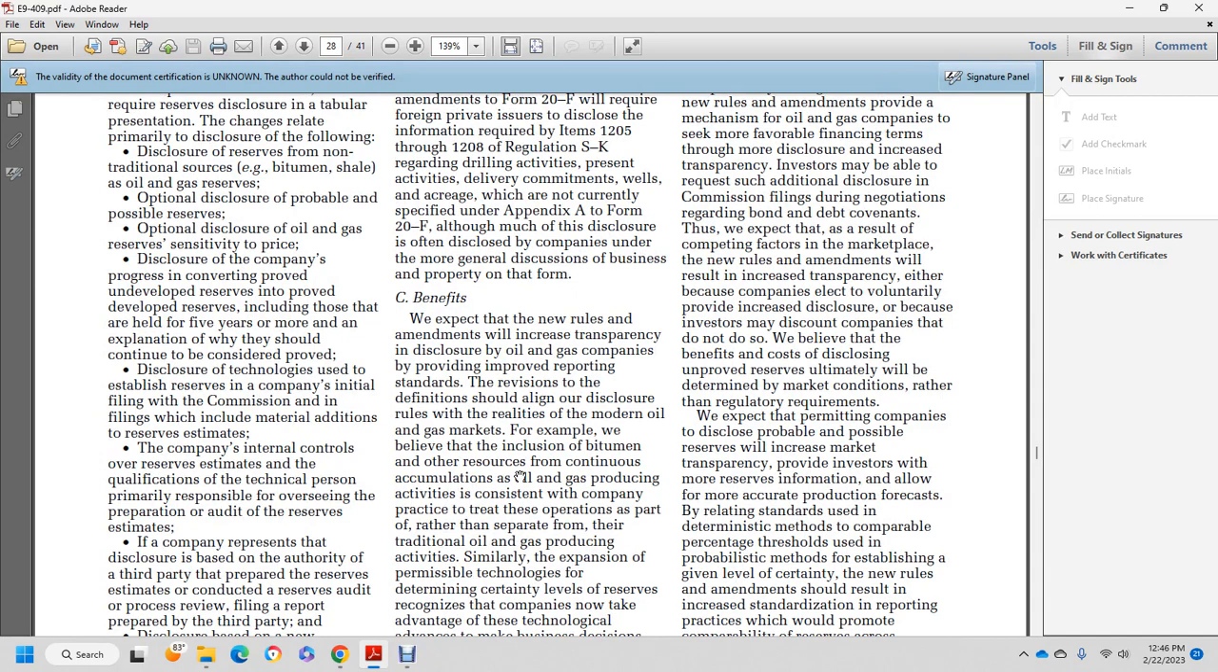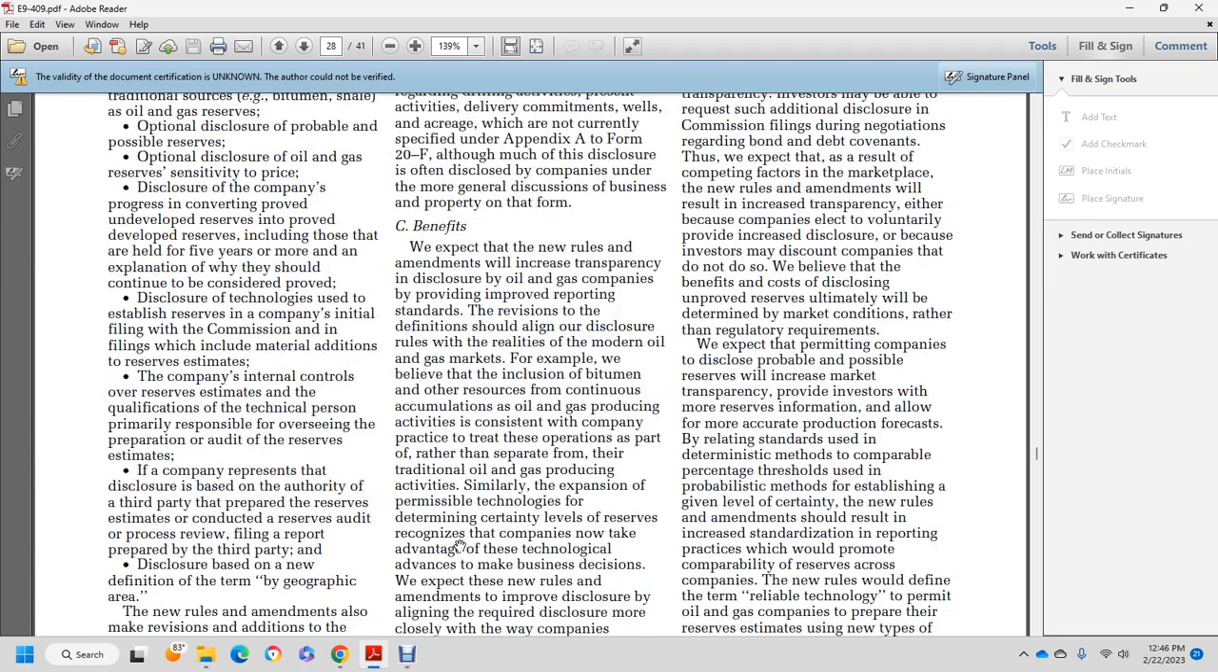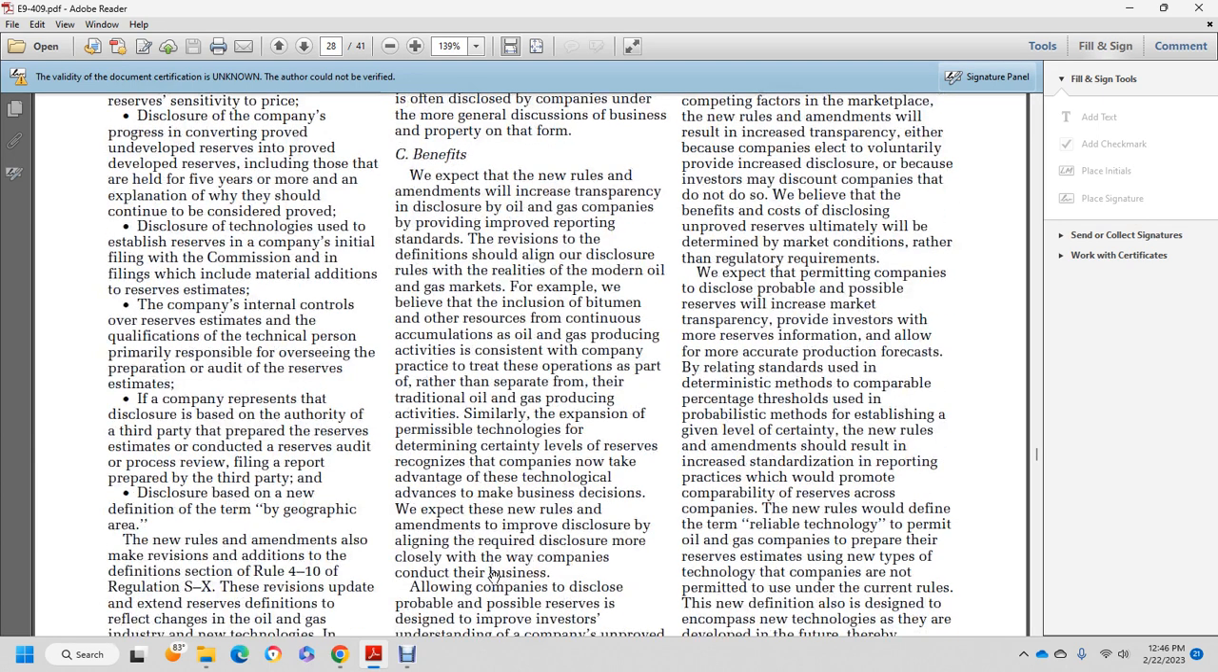Now, the benefits. We expect the new rules and amendments to increase transparency in the disclosure of oil and gas companies and improve reporting, with the revised definitions aligning the disclosure rules with modern oil and gas markets. For example, we believe the inclusion of mining and other resources reflects the continued accumulation of oil and gas producing activity, consistent with company practice with these operations, rather than separately within their traditional oil and gas producing activities. Similarly, with the expansion of permissible technology for determining reserve levels, companies can now take advantage of technical advances in making business decisions.